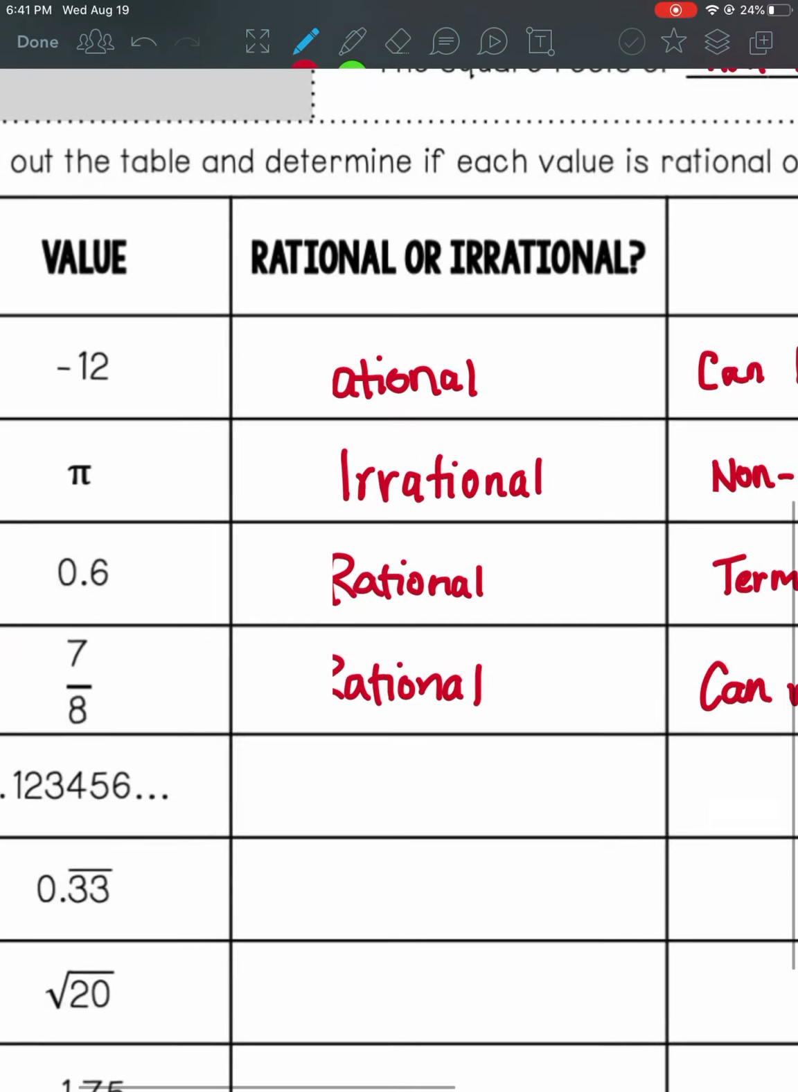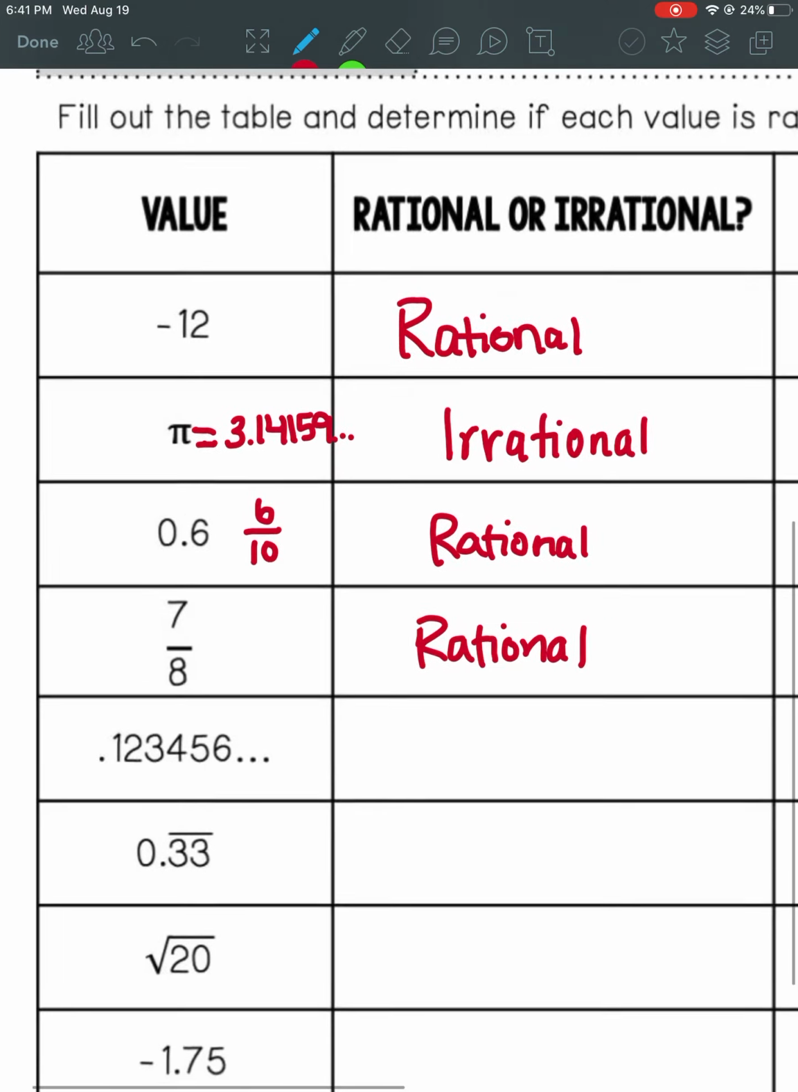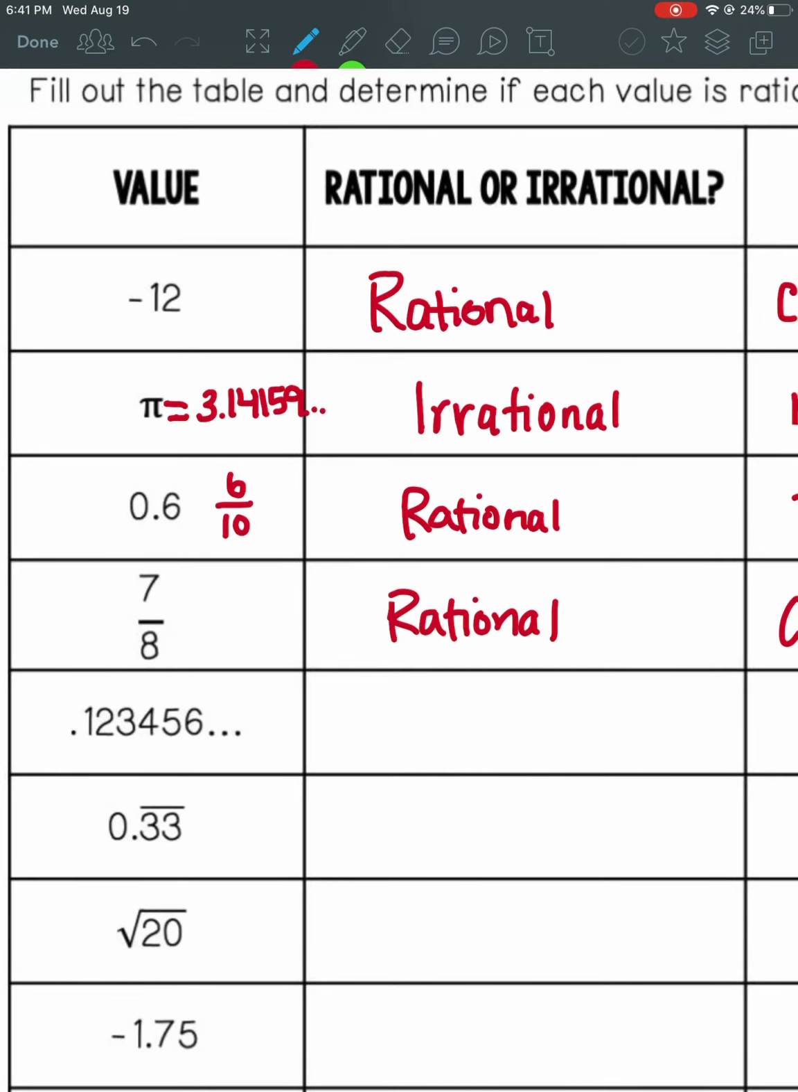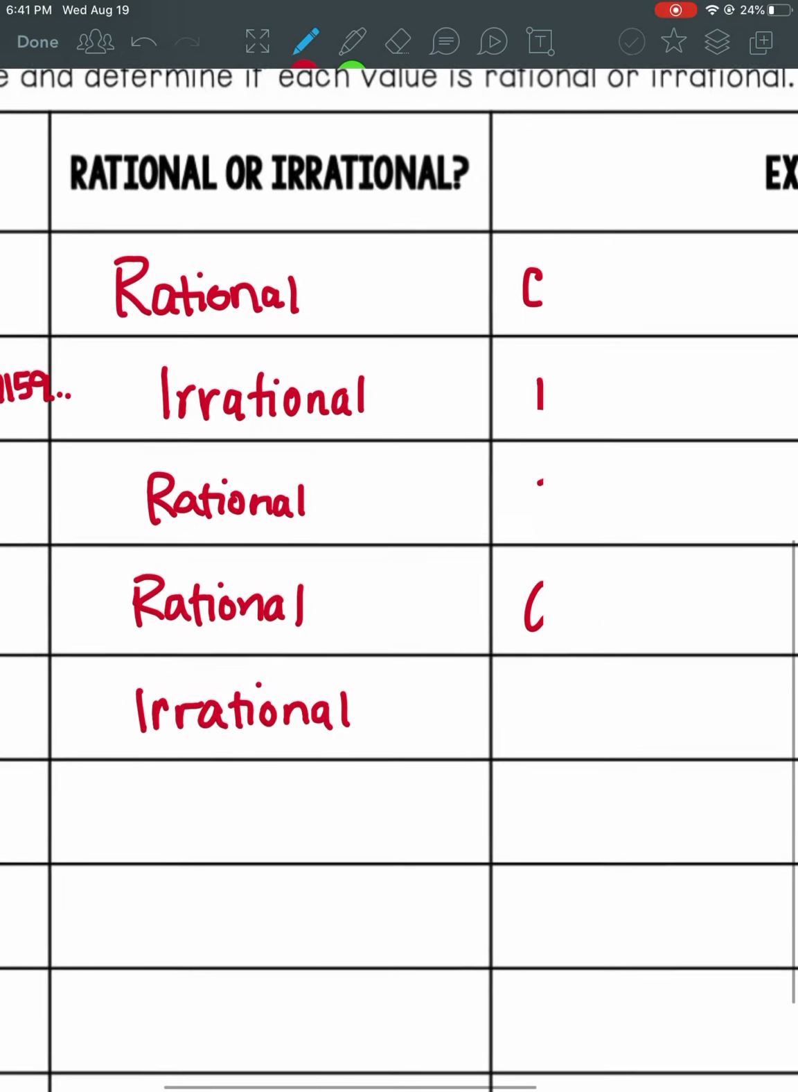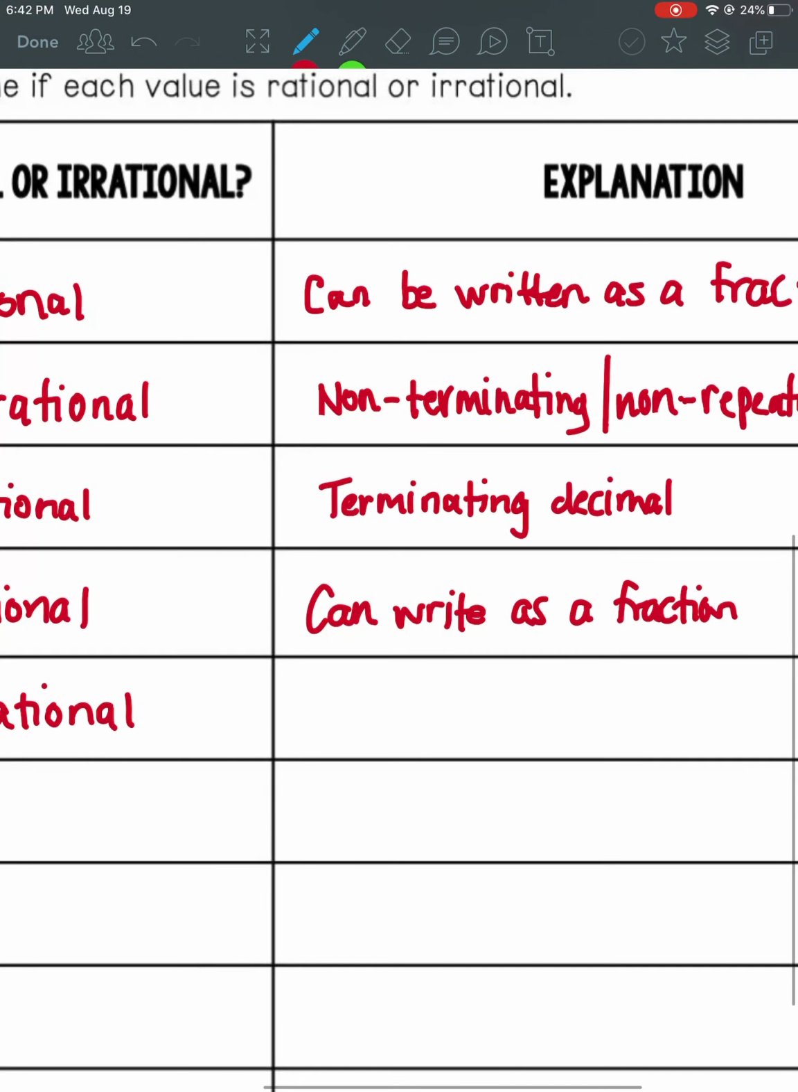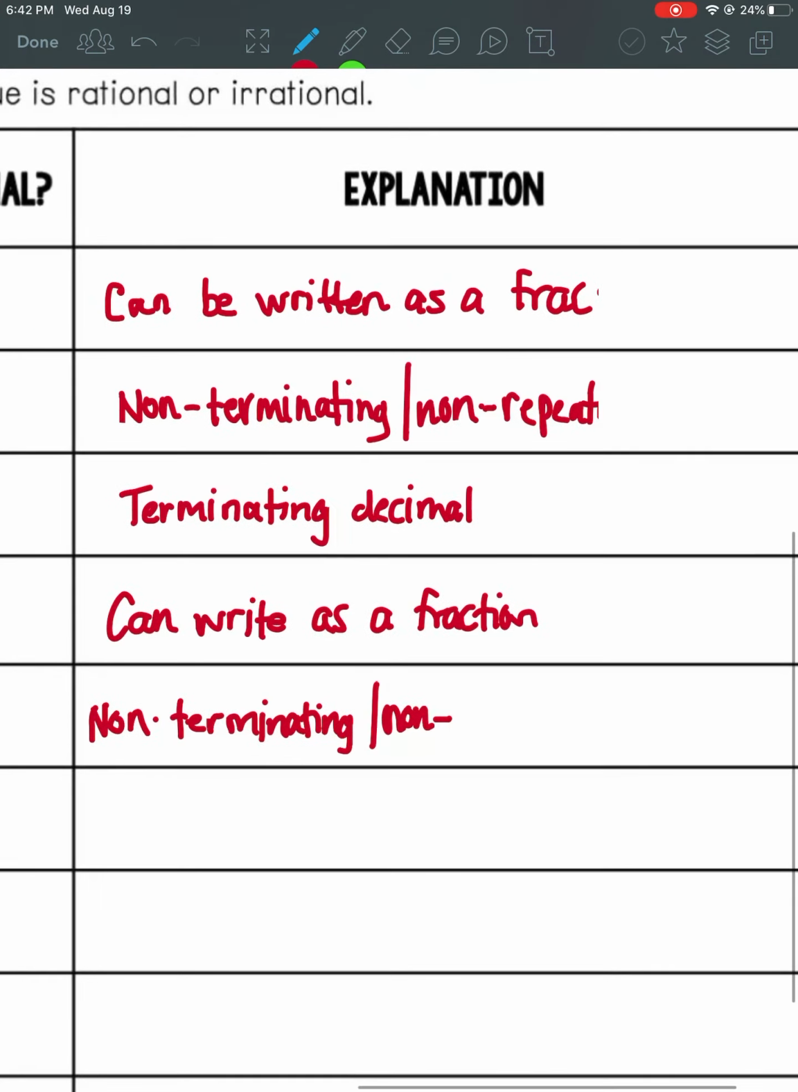All right, next one, 0.12345. Is there a number or a group of numbers that are repeating? No, and it goes on and on forever, so this is irrational. All right, the same definition from up above: it is a non-terminating, non-repeating decimal.